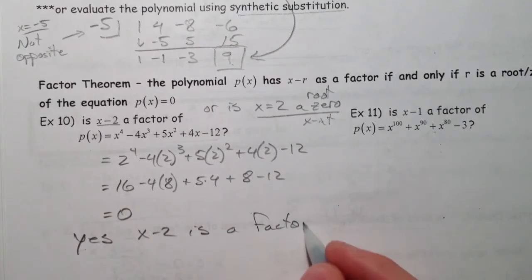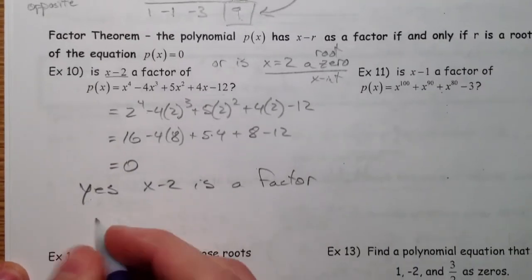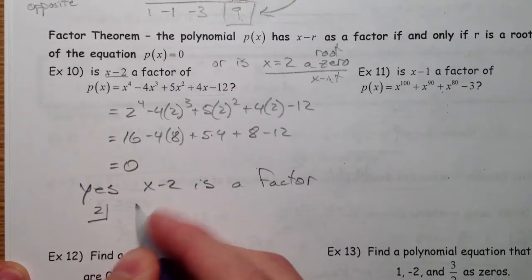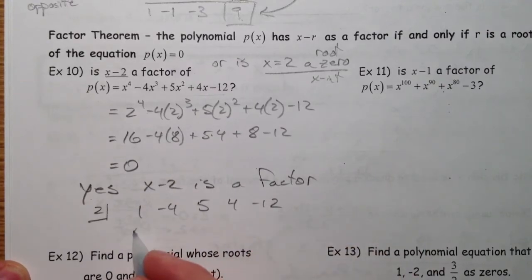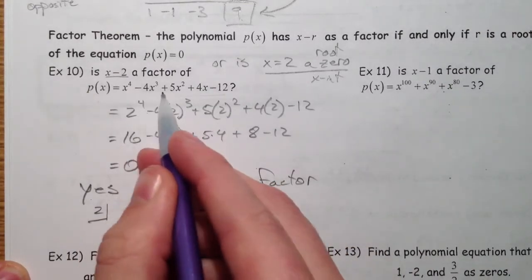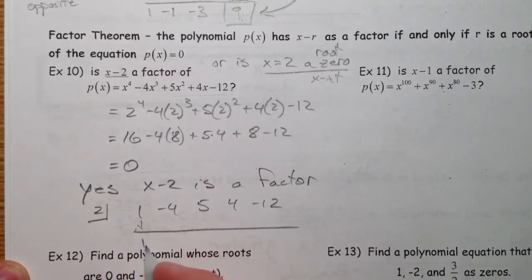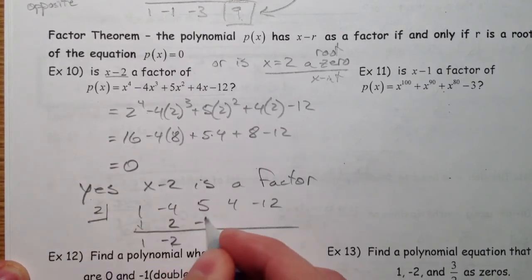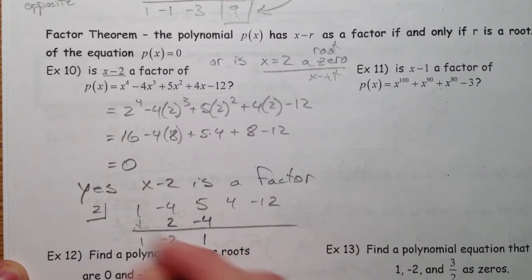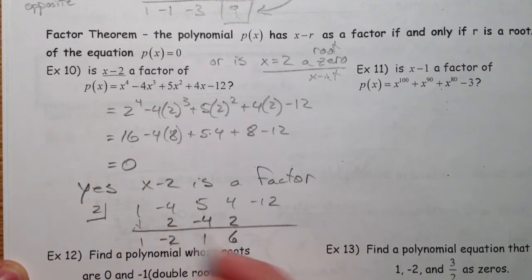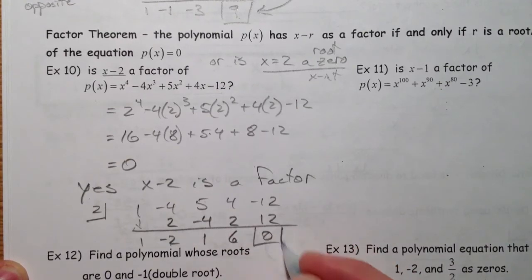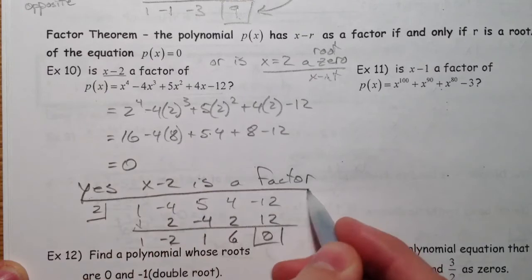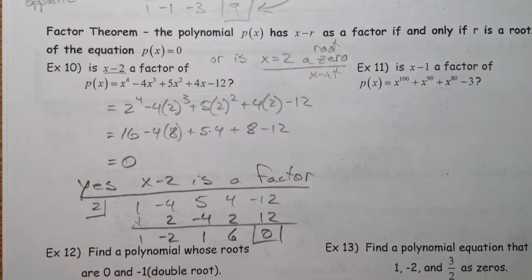Or the other way you could do it is you could actually divide. You could plug in 2, you could do 1, negative 4, 5, 4, negative 12 with synthetic division, right? Pulling these numbers out. Drop the 1. 1 times 2 is 2. Add them together. Multiply. Add them together. Multiply. Add them together, multiply, and we get 0. So either way, x minus 2 is a factor.